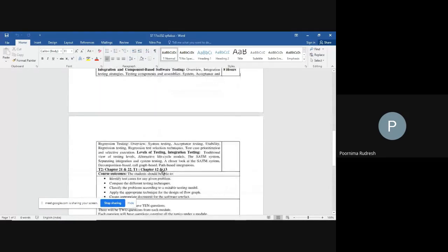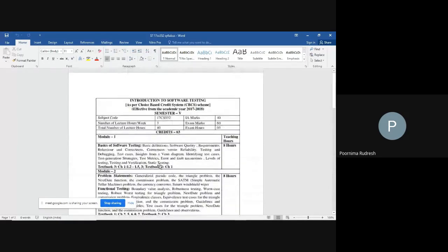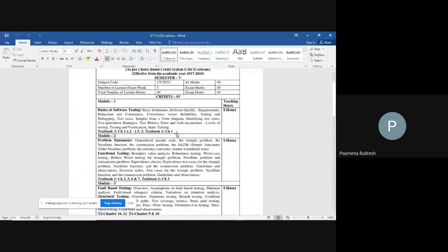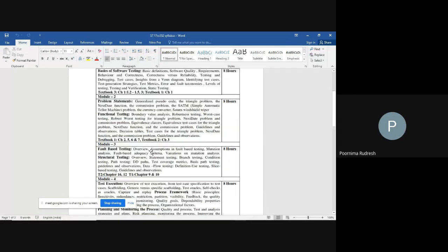Okay, so the major topics of all the modules are covered from textbook 1 and textbook 2. You can see that in the first chapter, that is basics of software testing, you are going to study from textbook 1 and textbook 3. So chapter 1 of textbook 1 and chapters 1.2 to 1.5 from textbook 3. And the remaining topics you can see here.